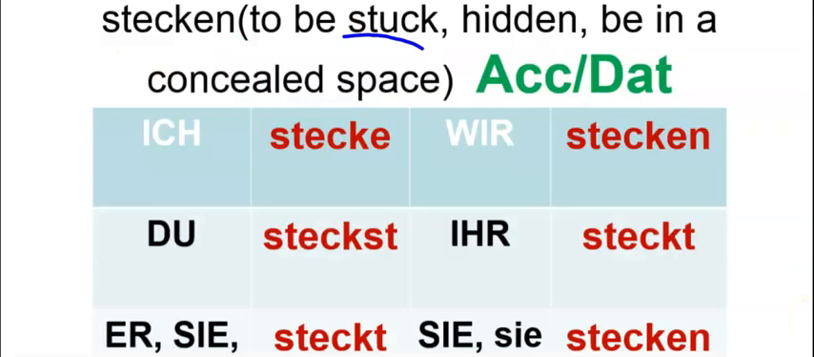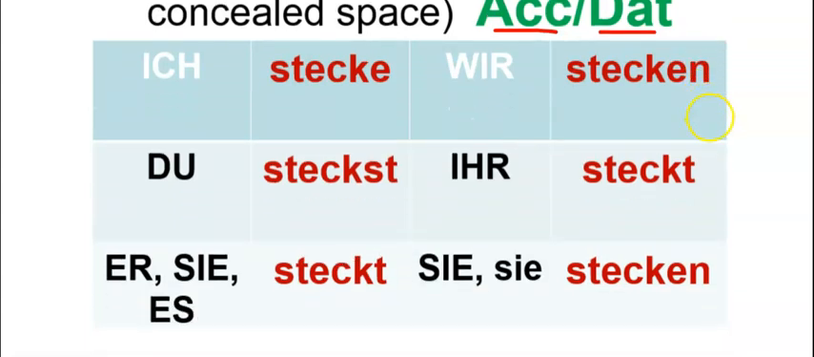We have stecken, to be stuck or hidden or concealed. So someone can be in the process of hiding something, or it can already be hidden. If you are trying to hide something, or try to hide yourself for hide and seek, that's action. But once you are hidden, like I hide behind the stairs, that's your location. So this can be either accusative or dative. Ich stecke, du steckst, sie, es steckt, wir stecken, ihr steckt, sie stecken.